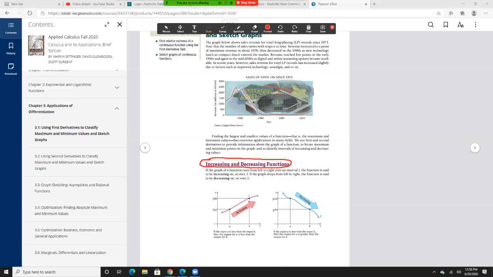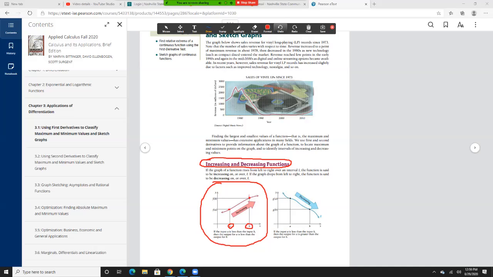If you notice, the graph on the left is considered an increasing function as x goes from A to B. Notice that x is A at this location and x is B at this location. And notice that f of A, which is the y value, is less than f of B. Well, since f of A is less than f of B, then we have an increasing function as x goes from A to B.